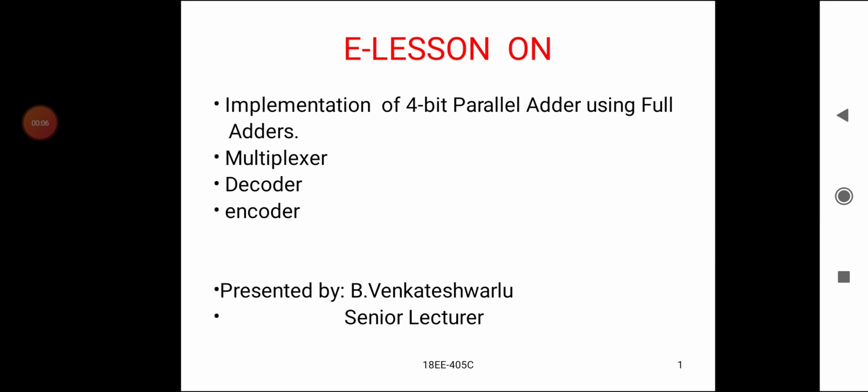On implementation of 4-bit parallel adder using full adders, multiplexer, decoder and encoder, presented by B. Venkateshwarlu, senior lecturer.